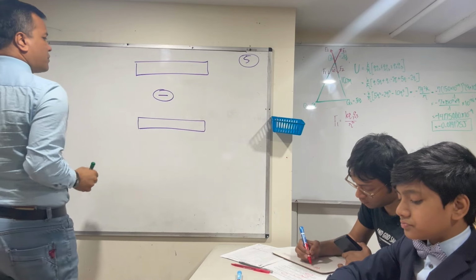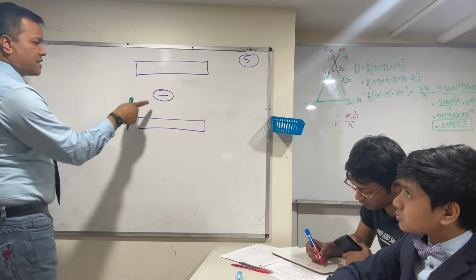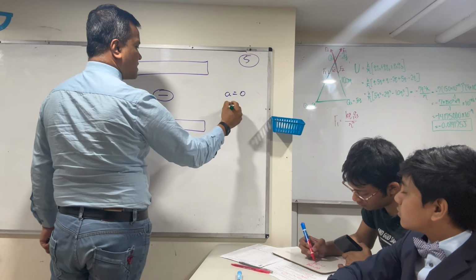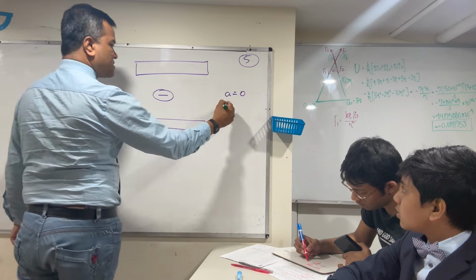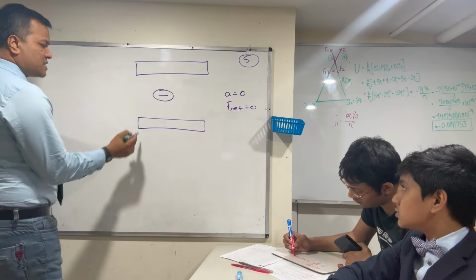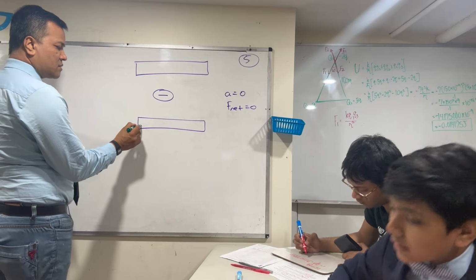Alright, so NYU, before you do anything, I have two plates and an electron suspended, meaning the acceleration is? Zero. And then the net force? Zero, vertically. All right, good. So this plate must be positive or negative?